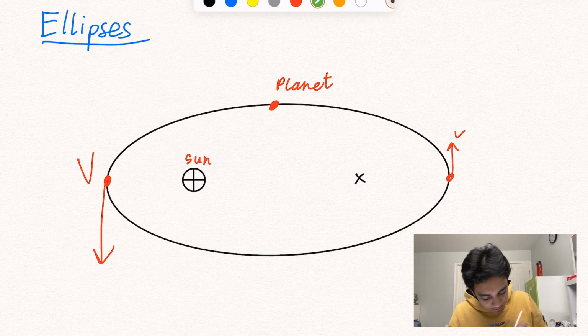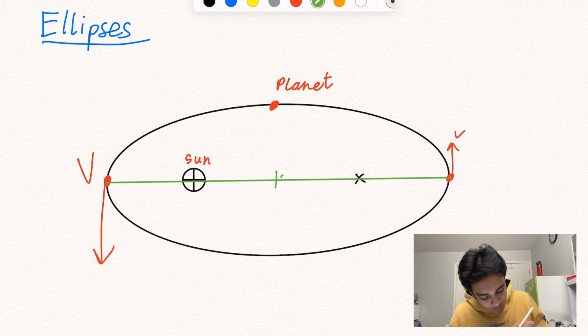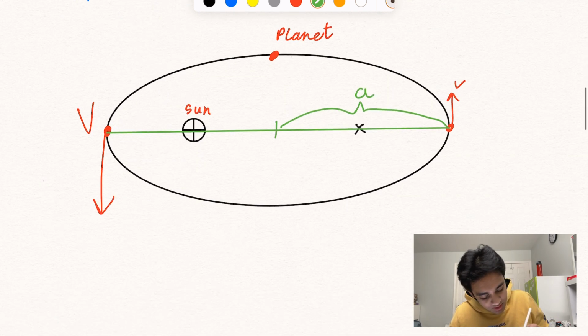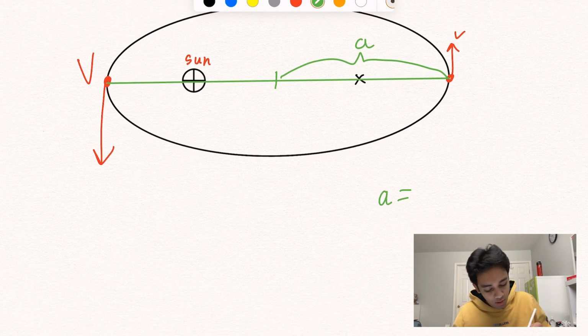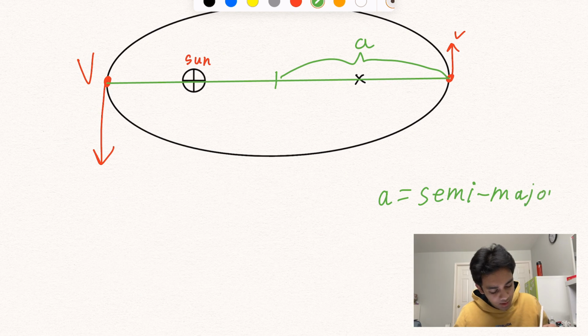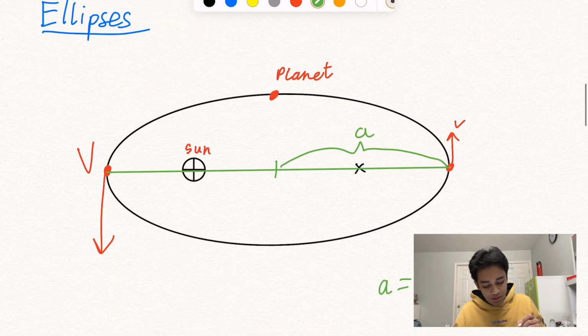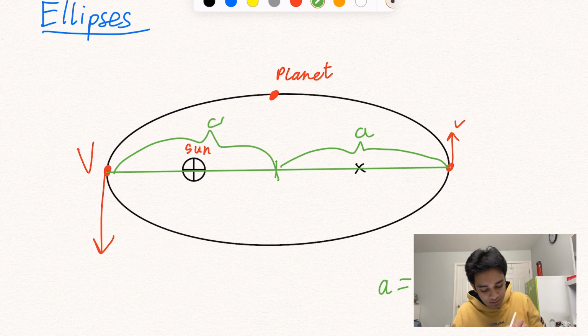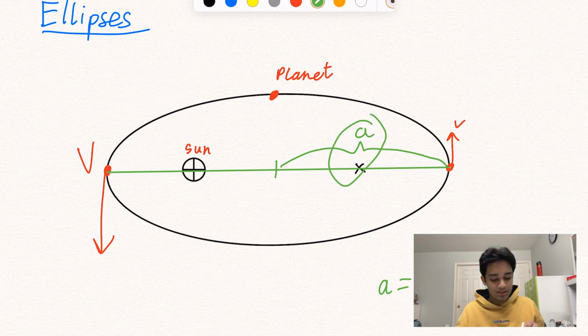If this is the center of the ellipse, we can draw a straight line throughout. This portion is called the semi-major axis, and we often use the variable a to write that. And it's semi because this is half the way across the ellipse. The entire major axis is 2a, where you would take this as well, and you'd get a total of 2a. But usually we define a only as the semi-major axis rather than the entire major axis.